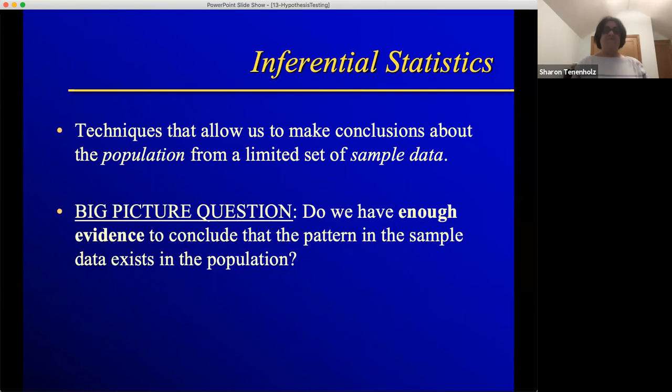So in inferential statistics, the big picture question we're asking is basically, do we have enough evidence? Do we have enough evidence to make a conclusion that some sort of pattern we think we're seeing in our sample actually exists in the broader population? If we were to actually examine every single person who might be relevant to the question we're asking, would this pattern that we're seeing actually hold up?